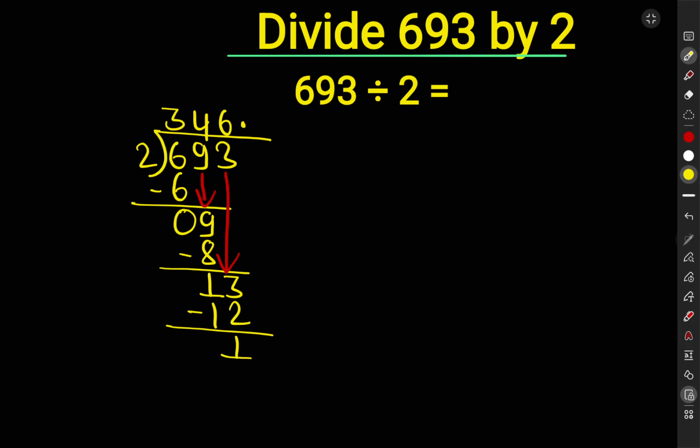So we take here decimal so that we put 0. So it is 10 and 2 times 5 is 10. On subtracting we get 0. So 693 divided by 2 is 346 decimal 5.